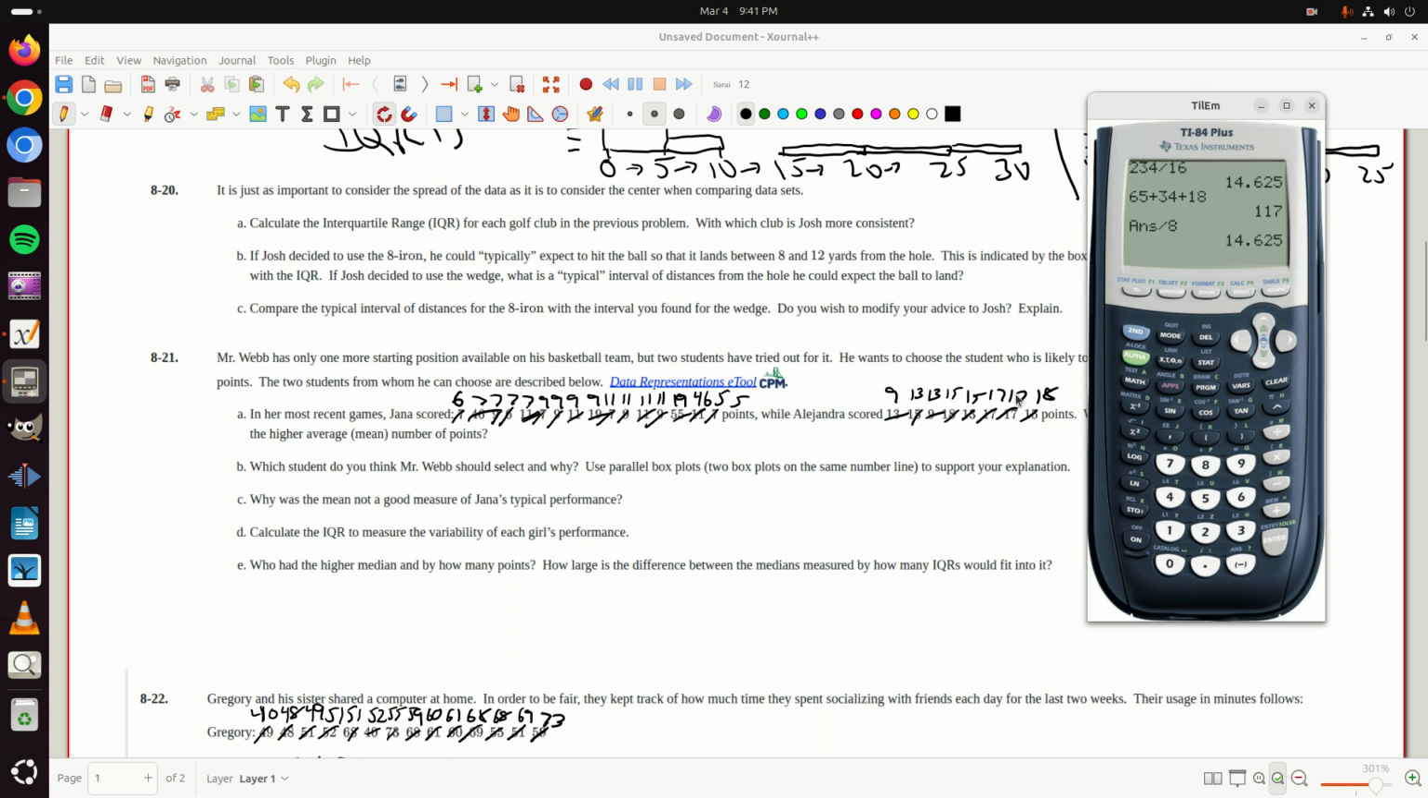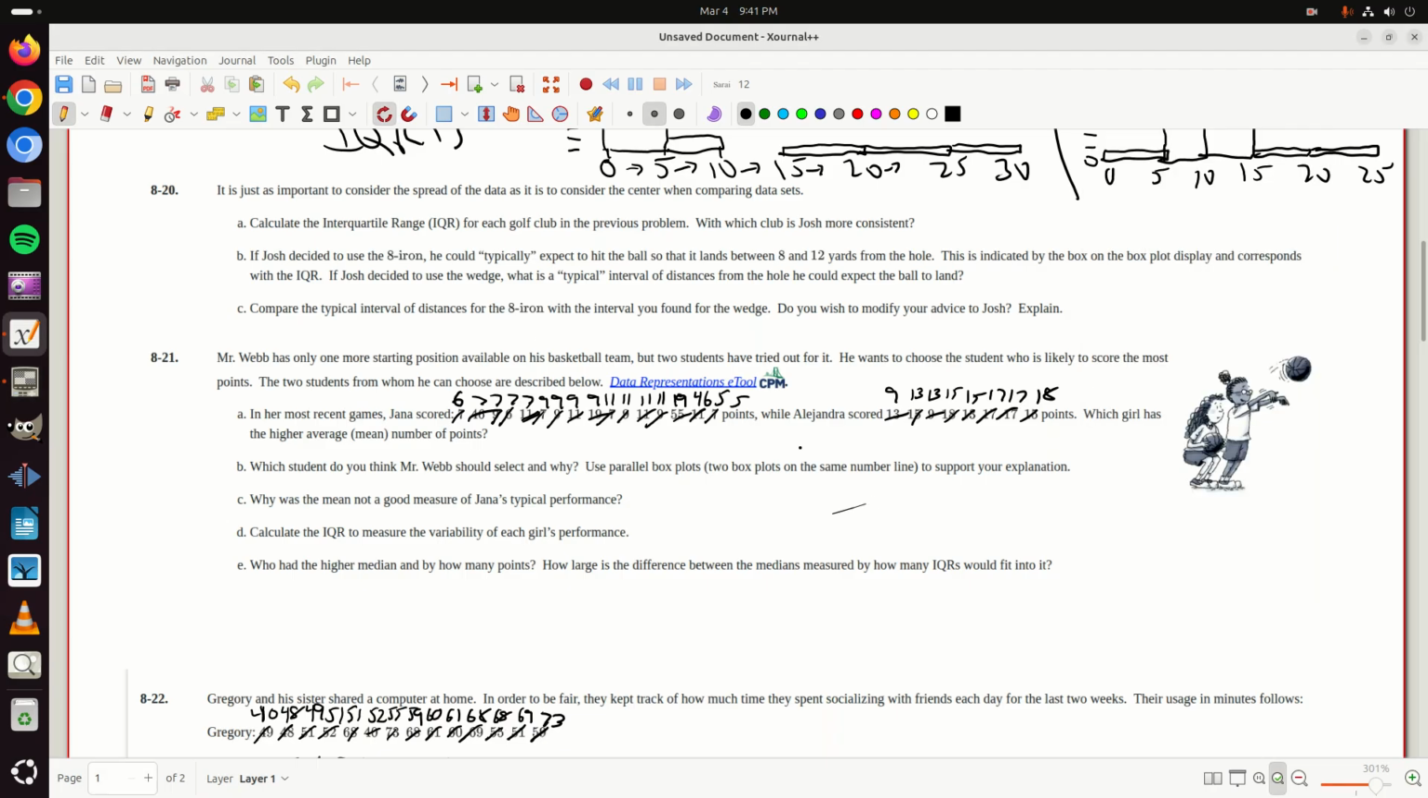So they both have the same mean. But obviously, if you're looking at this data, there's quite a few differences. So they both have a 14.625 mean. Which student do you think Mr. Webb should select and why? Use a parallel box plot, 2 box plots on the same number line to support your explanation.